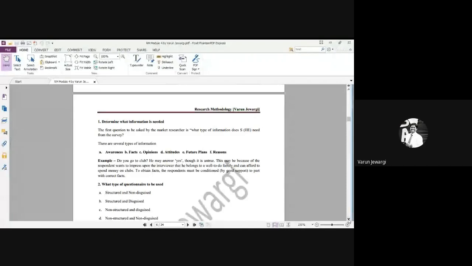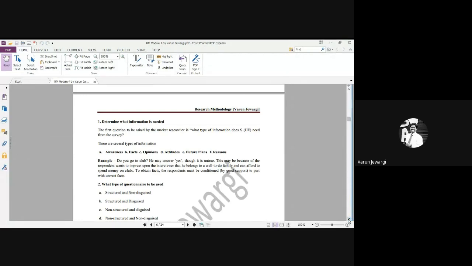Determine what information is needed. The first question to be asked by the market researcher is, what type of information does he or she need from the survey? There are several types of information. One is about awareness, facts, opinions, attitudes, future plans, or reasons. Could be anything, students. Just now I said, do you go to a club?